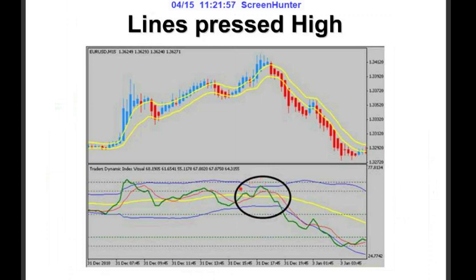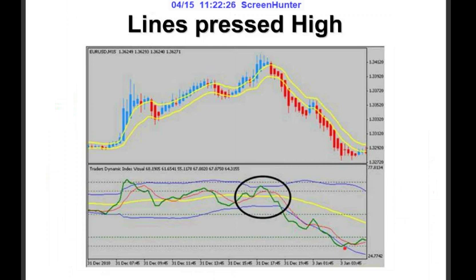Okay? So again, 1 flat, 2 a pull back, giving us consolidation right there. So 1, 2, 3. Just like Steve talked about it. So if you can't see it too clearly, this flat spell, when you see that happening in the TDI, that is an indication. Again, I'm using Steve's setup right here. So again, look when the lines are pressed high. Be prepared for it to fall.